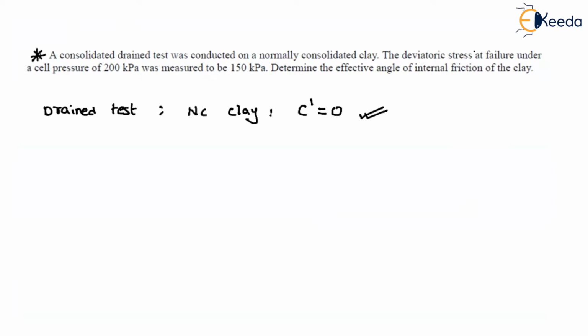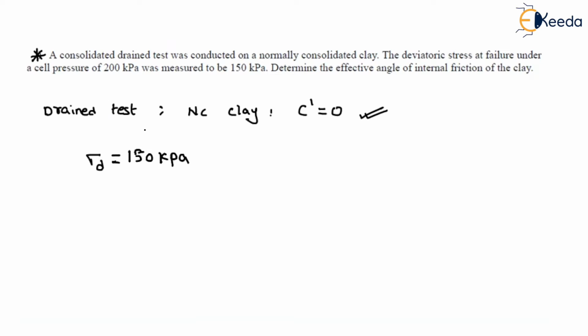The deviatoric stress at failure under a cell pressure of 200 kilopascal was measured to be 150 kilopascal. So first they found the deviatoric stress at failure. That means what they have given: the deviatoric stress is given as 150 kilopascal, and it is subjected to a cell pressure of 200 kilopascal. Now we are talking about the drained test.